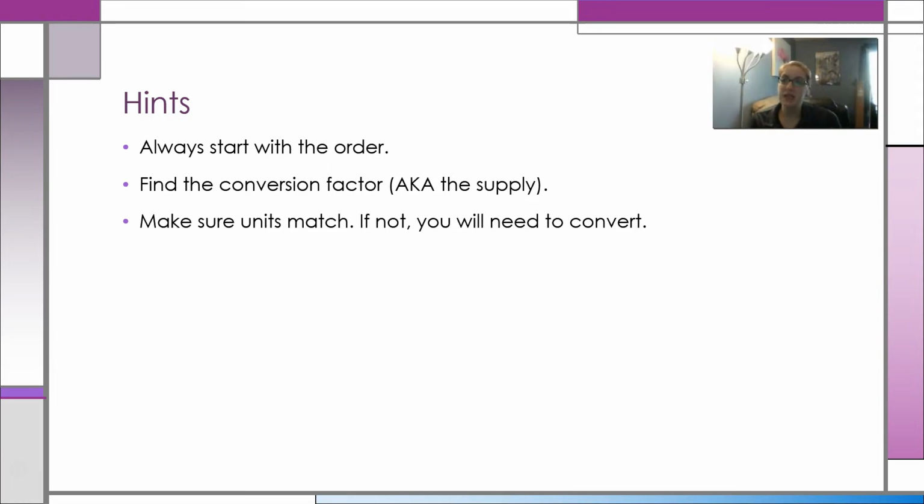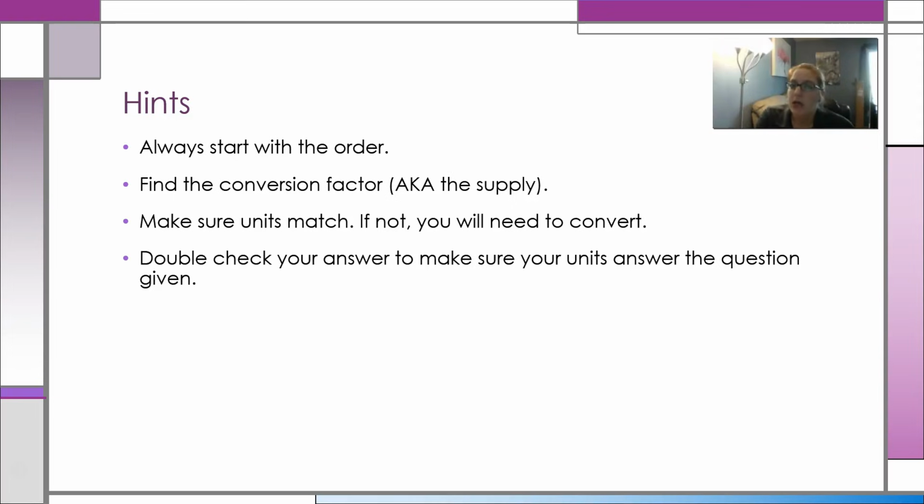Now, the next step is to make sure the units match. And if not, you'll need to convert. So when you're looking at what the order is and what your conversion factor is, the units should match up. For example, if you have one unit in milliliters and the other in liters, you're going to have to convert that because they're not in the same unit. So we'll have to do a little bit of work there. Just make sure you're noting if they are the same units, and if not, we're going to have to do one extra step.